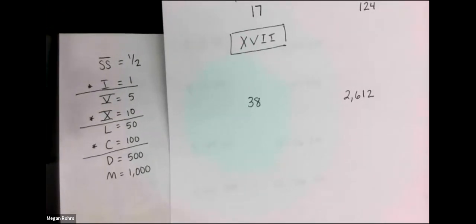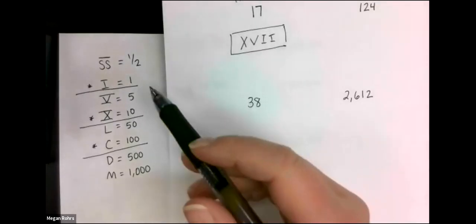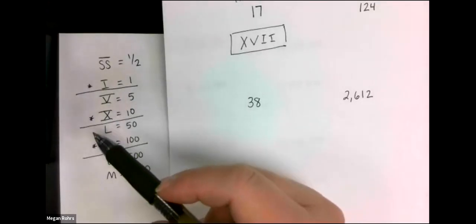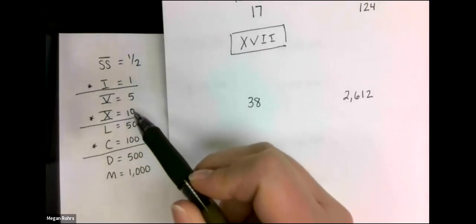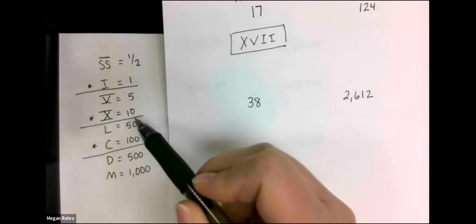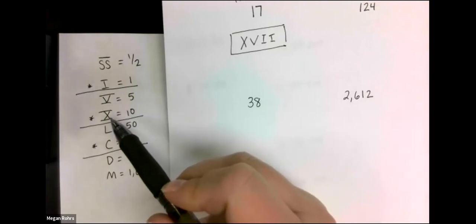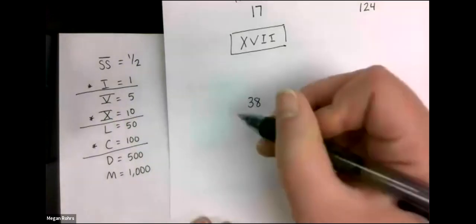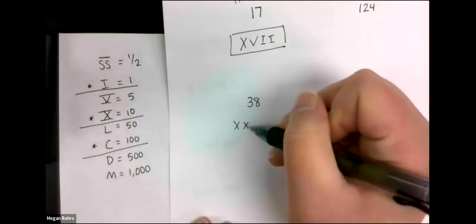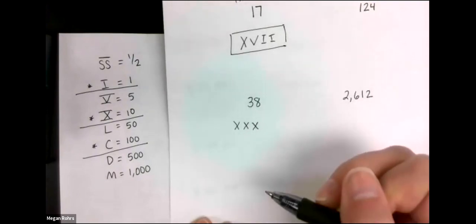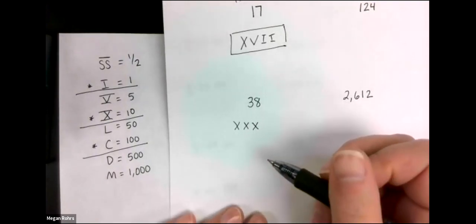Now 38. Look at our list once again. We can't use XL because that would only give us 40. So we've got to start out with the 10, and we can repeat that 10 three times. So 10, 20, 30.